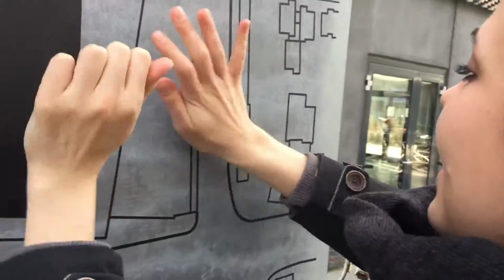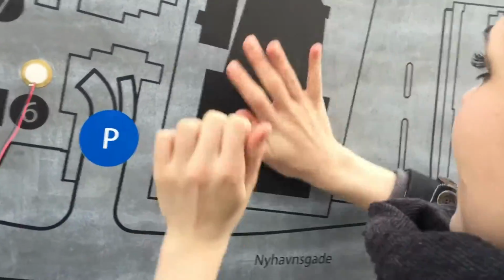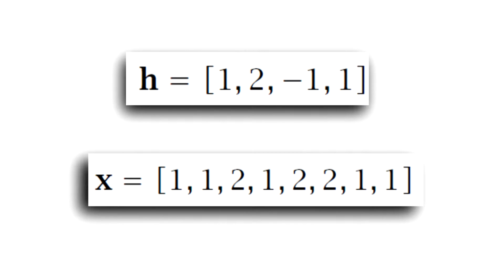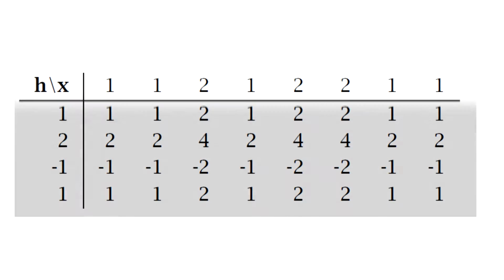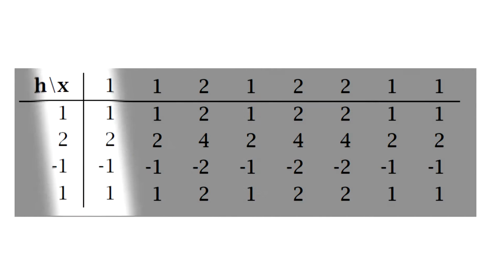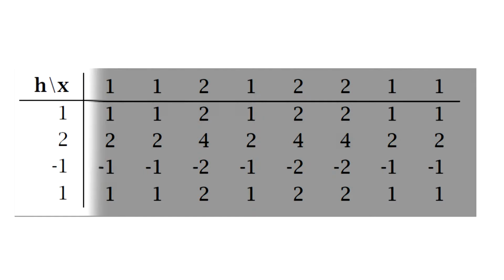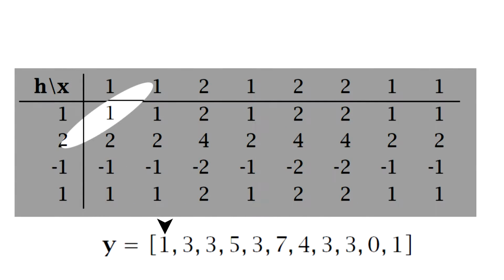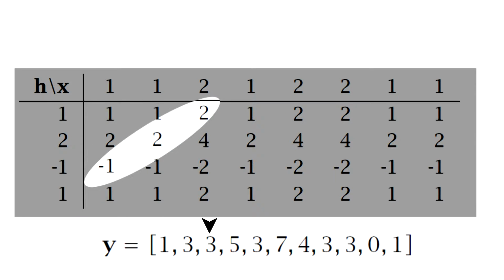To understand convolution, it is easier to first look at convolution in the time domain. As an example, we have an impulse response H and an input signal X. We can put this into a convolution table with X arranged horizontally and H arranged vertically. The table is filled by multiplying the nth X element with the corresponding H element. We then fold it anti-diagonally and sum the elements of each strip together.